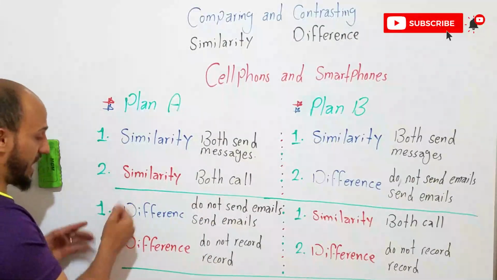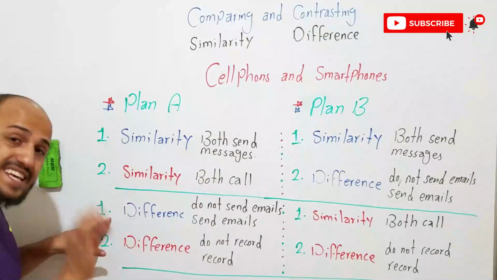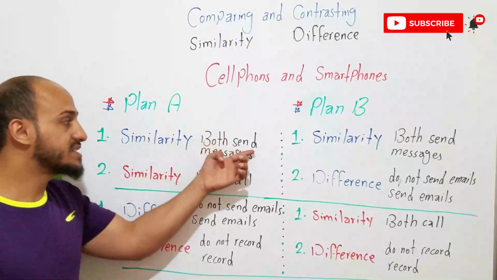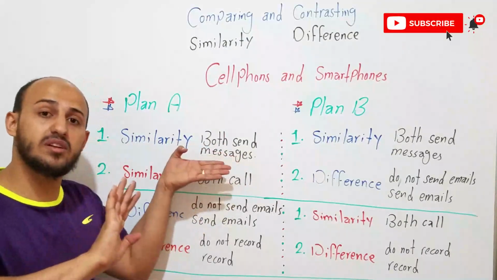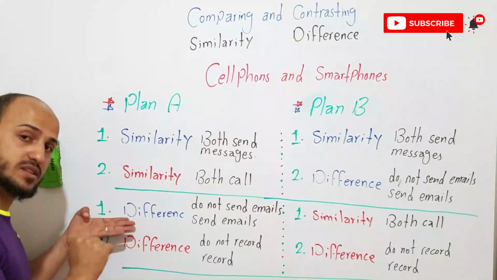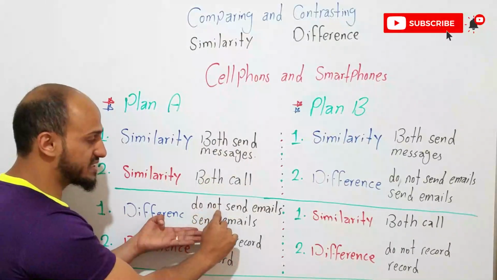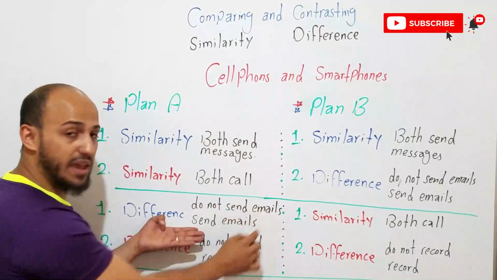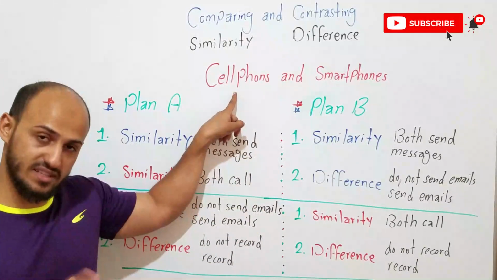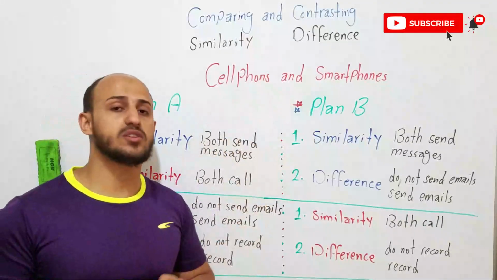Here I said, after them I have difference 1. Difference 1 is the one you talk about similarity 1. What is similarity 1? Send messages, right? This is similarity, both. Now when you mention difference 1, about the same subject, send messages, here you will say, don't send emails, this is the difference. Don't send emails, this is what? Cell phones. These are cell phones. And send emails, what? Smartphones.